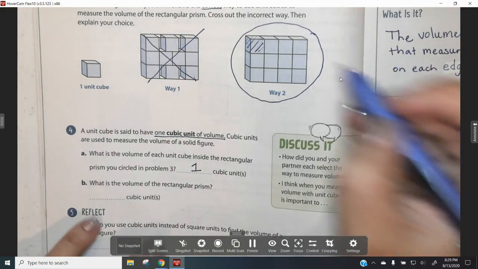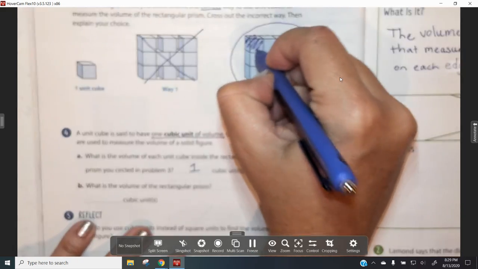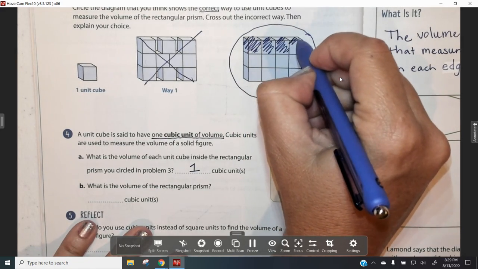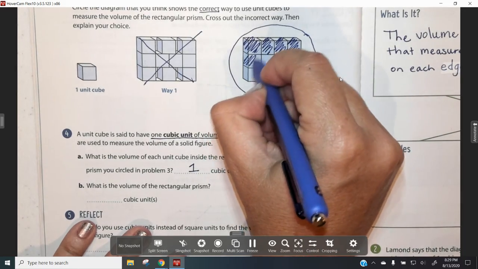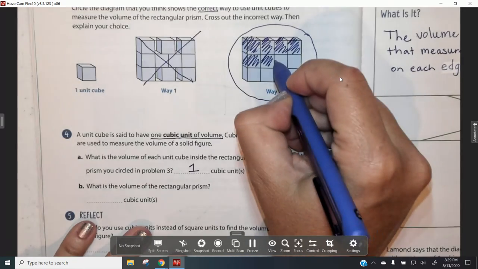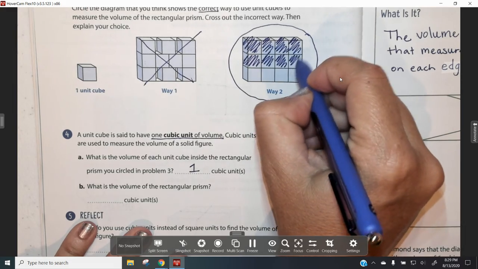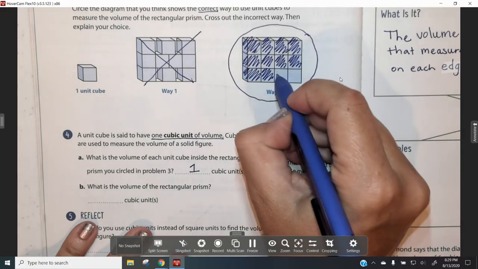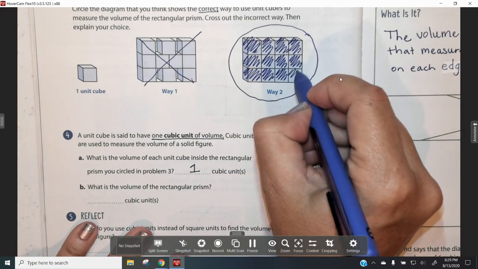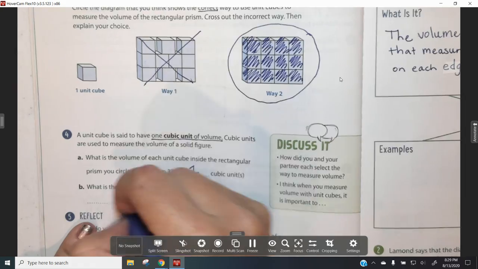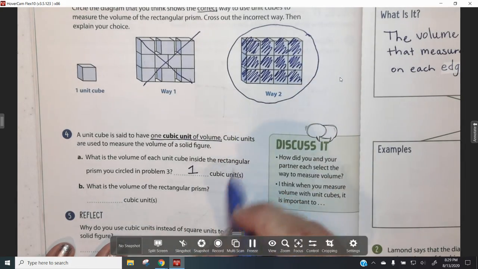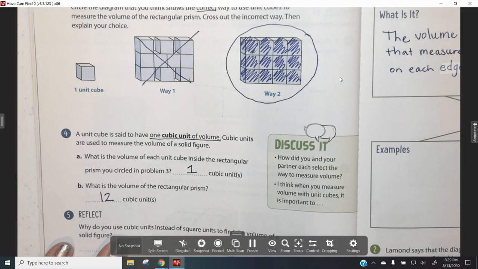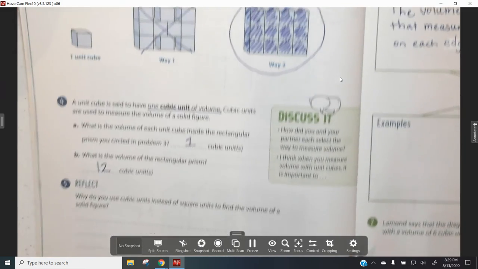Okay, let's find out. We have 1, 2, 3, 4, 5, 6, 7, 8, 9, 10, 11, 12. The volume of this rectangular prism is 12 cubic units.